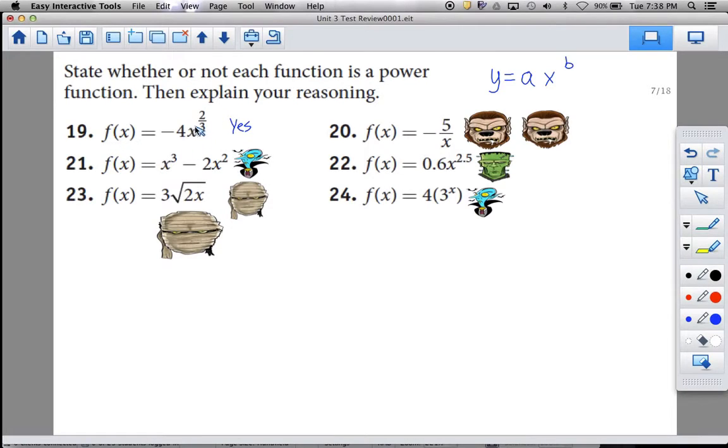That one is a power function and it's in the correct form. Remember, if it's not in the power function format, but it is a power function, I want you to go ahead and convert it to a power function.